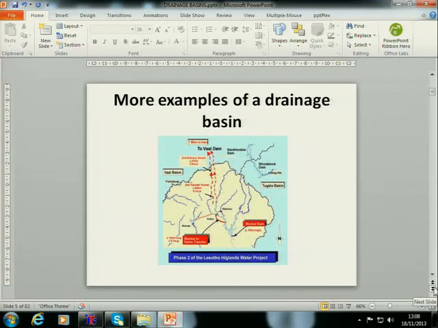There you can see an example of phase 2 of the Lesotho Highlands Water Project. That is the whole drainage basin for the Lesotho Highlands Water Project. Have a look. Can you see? Hundreds of kilometers are covered by this water project and by this drainage basin.